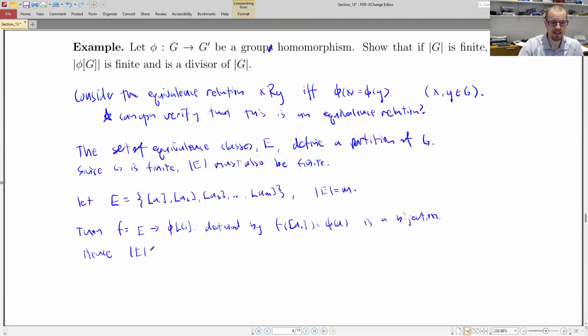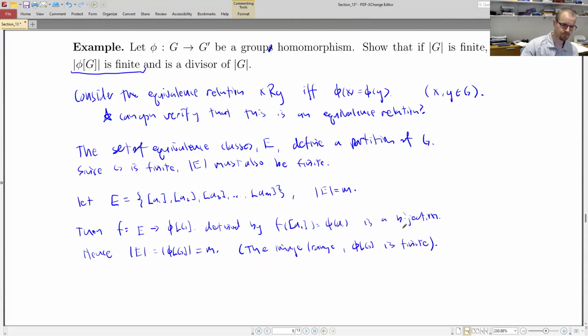the number of elements in E is the same as the number of elements in phi of G, which is M. So we got this part. The image is finite. The image, or the range, denoted by phi of G, is finite. It is a finite set. Excellent. It itself, of course, is a subgroup of G prime. That's wonderful to know.